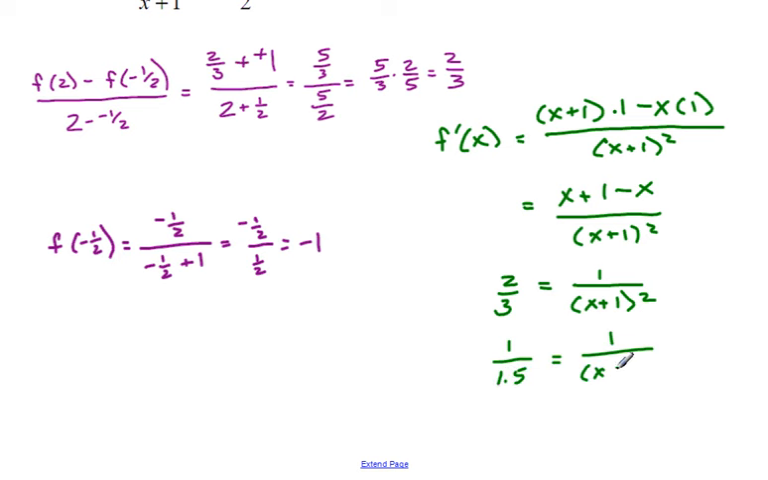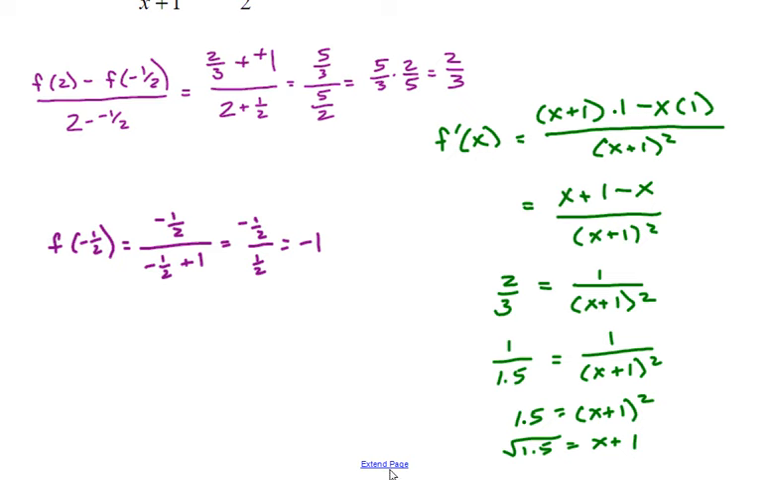Now, what's nice about this is that if my numerators are the same, I'm going to make sure everyone understands. So if I cut the top in half, 2 cut in half, then 3 has to be cut in half. And I did that so my numerators matched up. If the numerators match up, that means the bottoms must be equal, or the denominators must be equal. So 1.5 equals x plus 1 squared. And next, I'm going to take the square root of both sides. So the square root of 1.5 equals x plus 1.